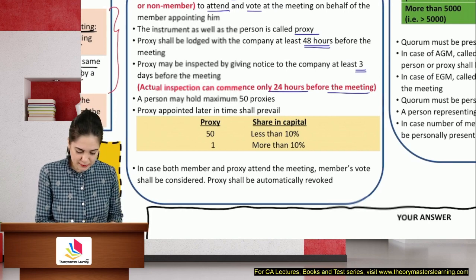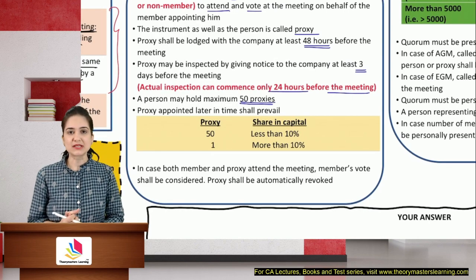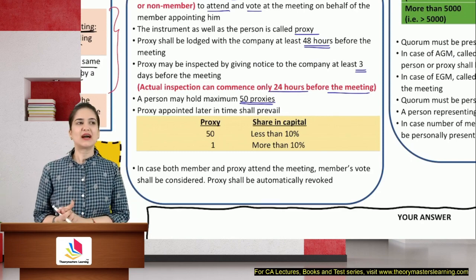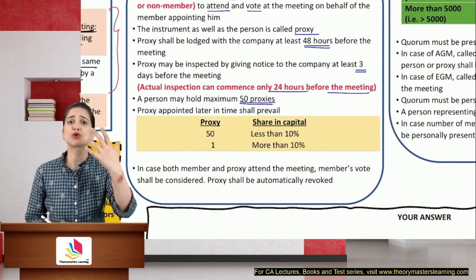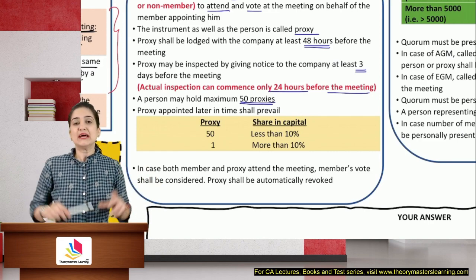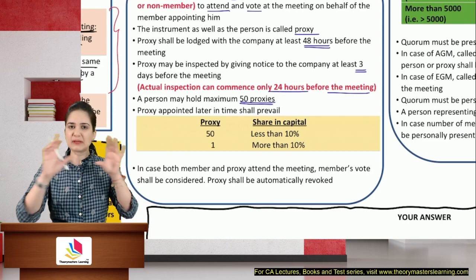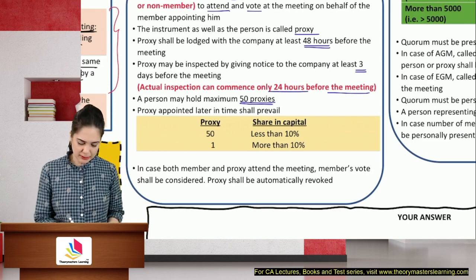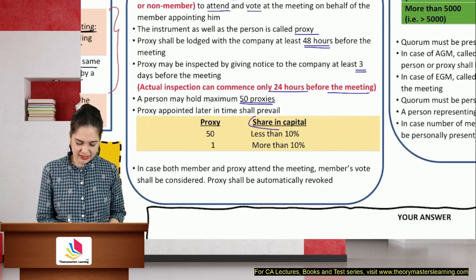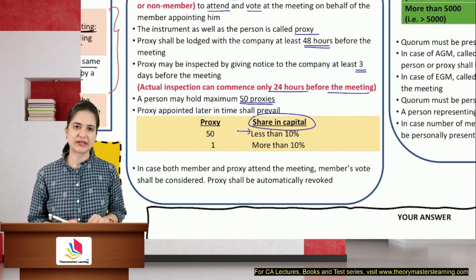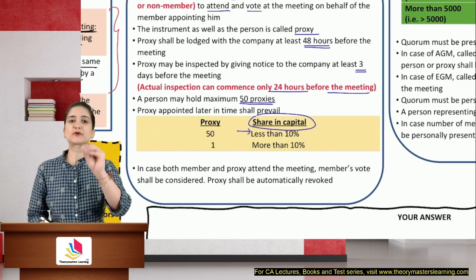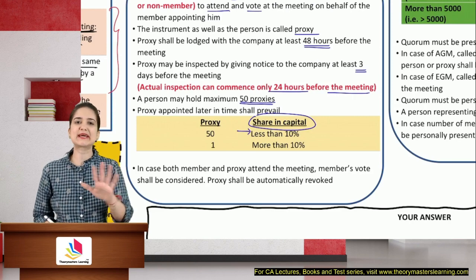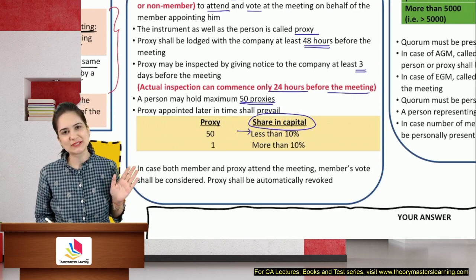A person may hold a maximum of 50 proxies. Now let's say that I am holding the proxy of Mr. X. I'm also holding the proxy of Mr. Y. I'm also holding the proxy of Mr. Z. Like this, I can hold proxy of 50 persons, but there are certain restrictions. If you are holding proxy of 50 persons, then their share in the capital should be less than 10%. Ma'am, we were holding proxy of 20 people, and when we added their share in the capital, it is exceeding 10%. Then you can hold only 20 proxies.